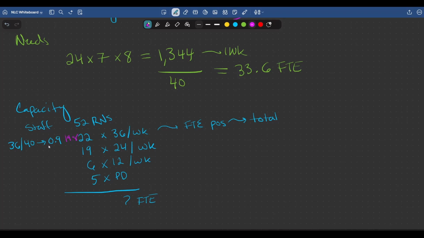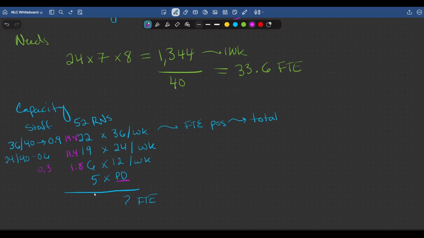Now we do the same math as we go down each position. So the 24-hour positions are 24 divided by 40. That's 0.6. And so 19 times 0.6 is 11.4 FTEs. Then we have the 12 hours. So the 12-hour positions are 0.3, right? And they roll up to a total of 1.8 FTEs.